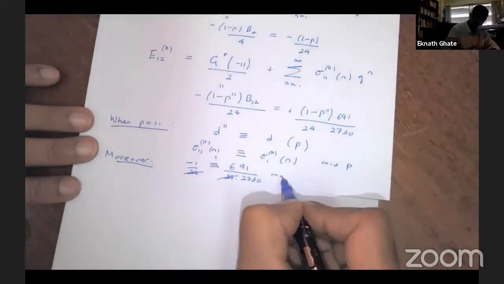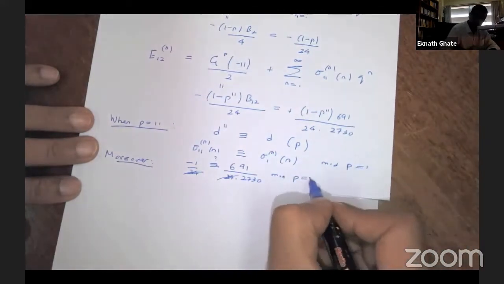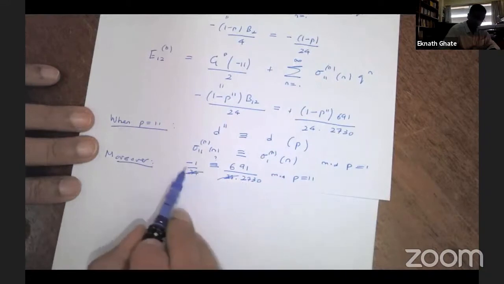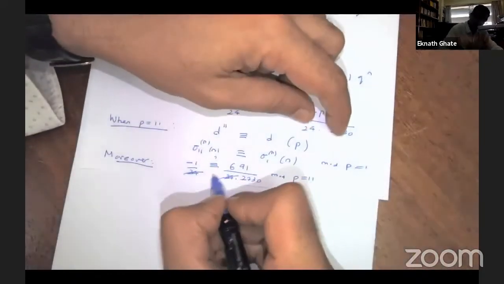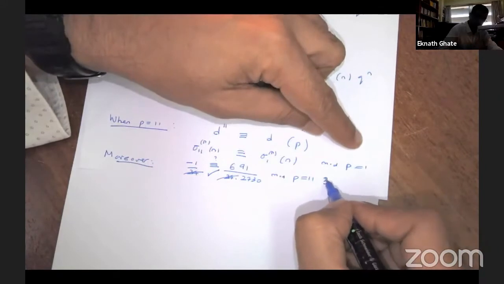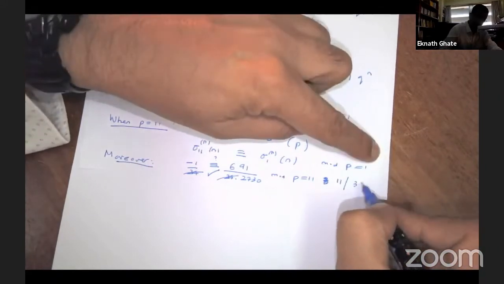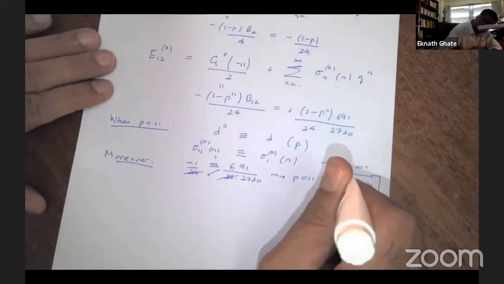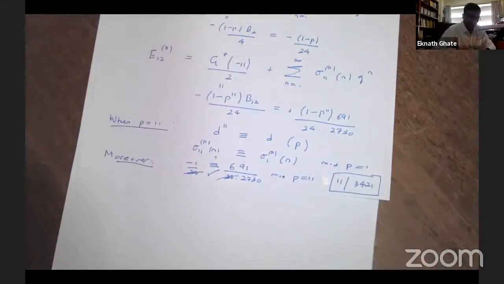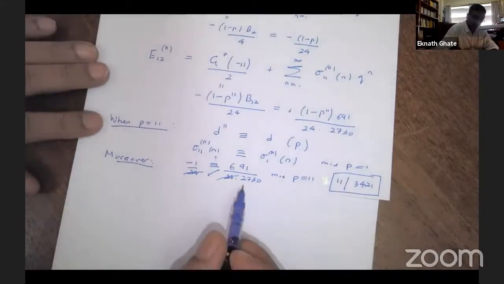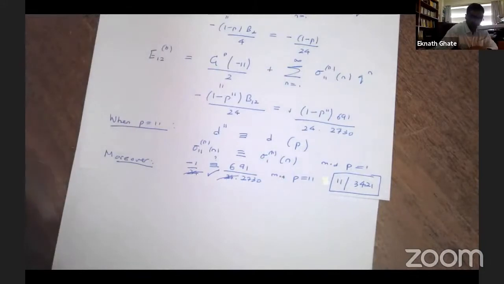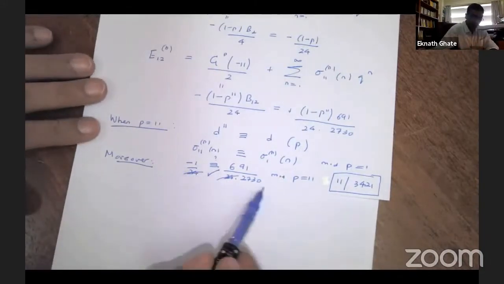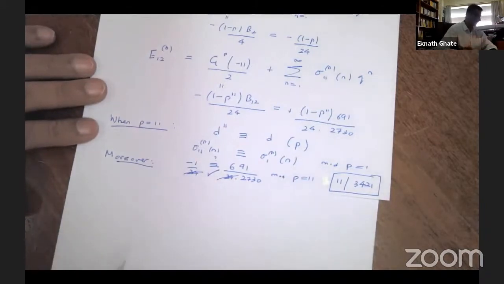This is a question mark: whether this is true mod 11. And remarkably, this is true, because if you cross multiply, this becomes minus 2730, and if you bring it over to this side, you will get 3421. So this is actually a check, because 11 divides 3421. You add 2730 to 691, you get 3421, and 11 divides it. So you have this congruence here, mod p equals 11. So the constant terms are also congruent mod 11.